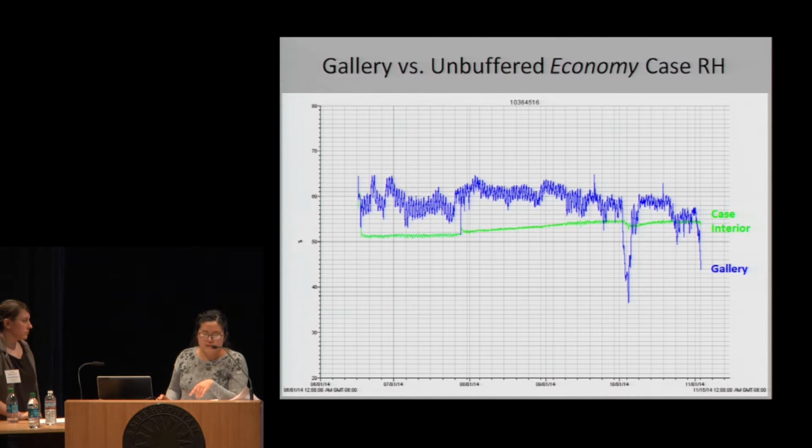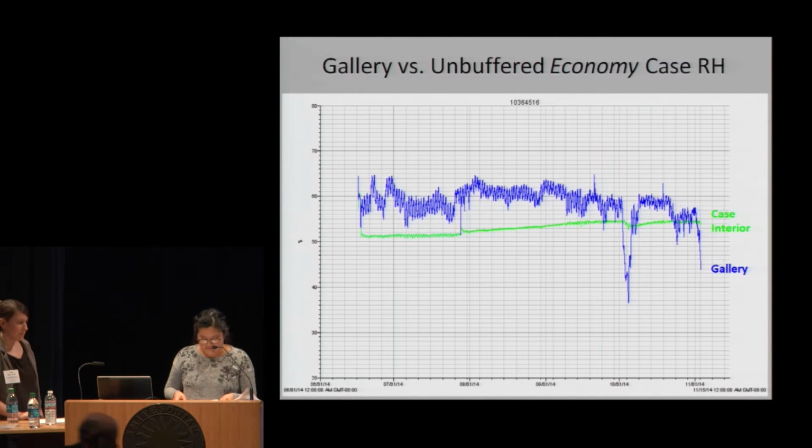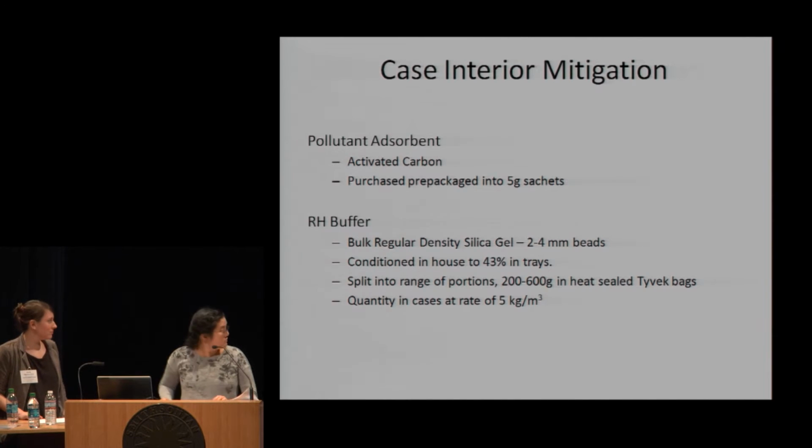So these are the results of what's essentially an economy style case. There's no intentional gasketing, but it's a tabletop style case that's relatively tightly constructed. And these readings are during the run of the show that was in the temporary gallery prior to 2014. You can see that the severe spikes in the gallery were effectively mitigated inside the case. So taking this into consideration, these are the materials we used inside, so there's nothing new here.